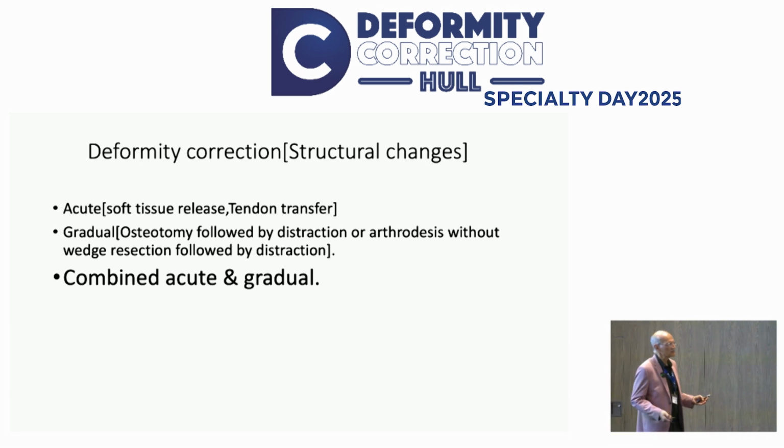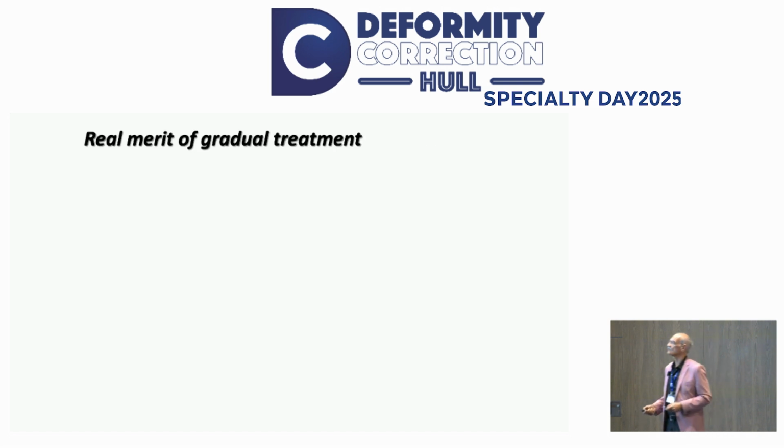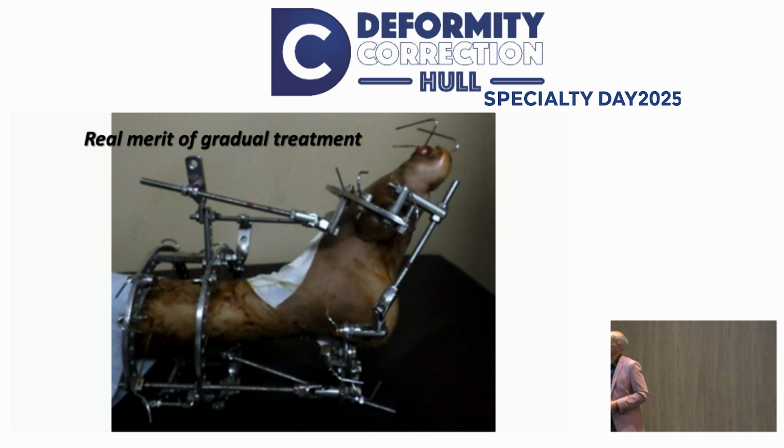What's the difference? When you do arthrodesis, you remove wedges to correct the deformity, but we don't. We just remove the articular surface and we leave it as such. And then we correct 1 millimeter per day. Or you do combined acute and gradual, and sometimes you need to do both of them. This is the real merit of gradual treatment.